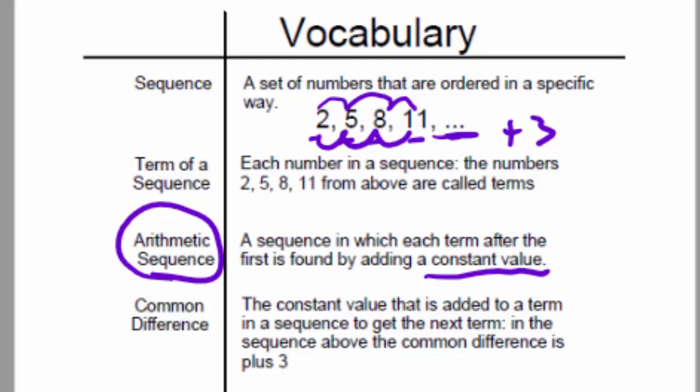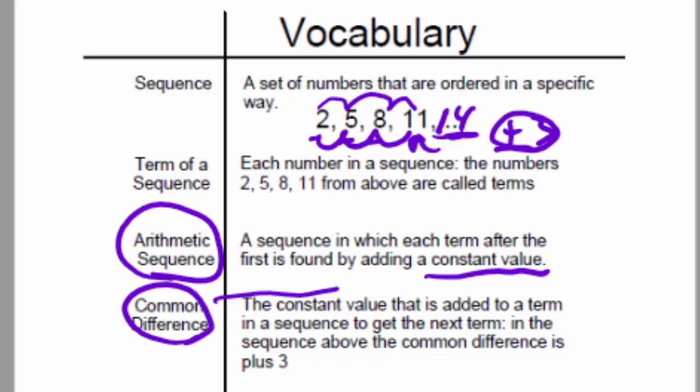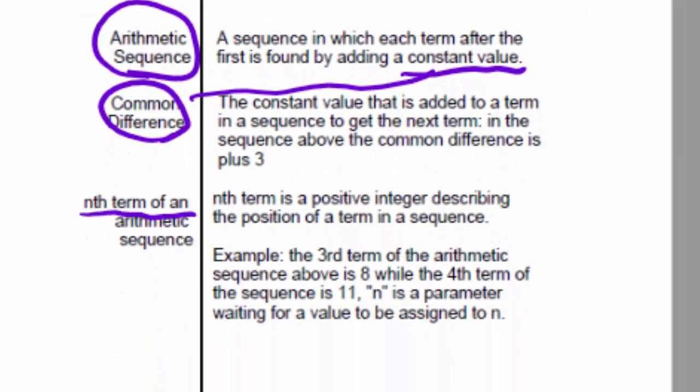So if I wanted to find the next one out here, I go to the previous one, which is 11, and I add 3 to it, and I get 14. And if you have this number right here, the same number every time, that's called a common difference. So that constant value we add in there is called a common difference. If you do not have a common difference, then what you're looking at may be a sequence, but it's not an arithmetic sequence.